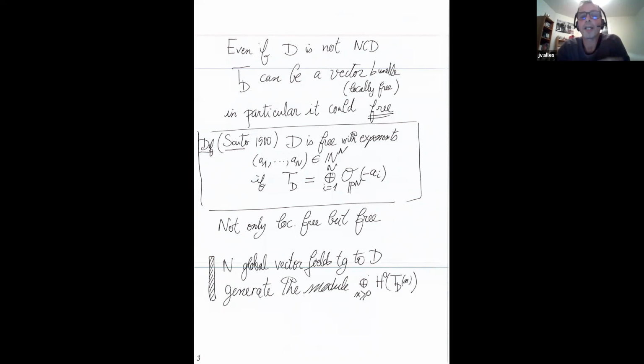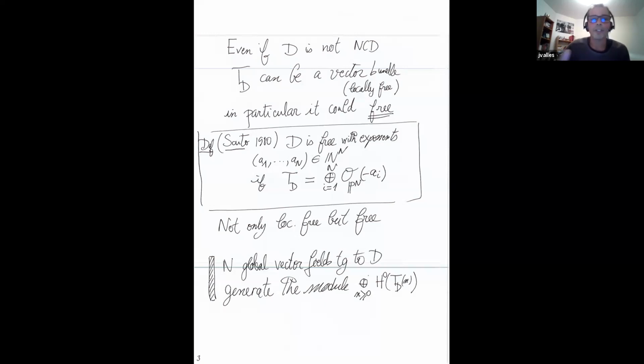Here we're interested in divisors, or Saito was interested in divisors, reduced divisors, such that the kernel of the Jacobian map induced by this divisor is a direct sum of line bundles. This is the main object that I would like to study today. So it's not only locally free, but more generally, it is a free divisor. A divisor will be free if its logarithmic associated sheaf is a direct sum of line bundles.